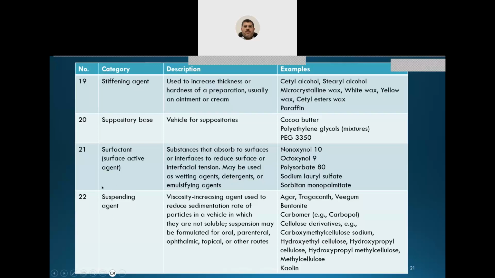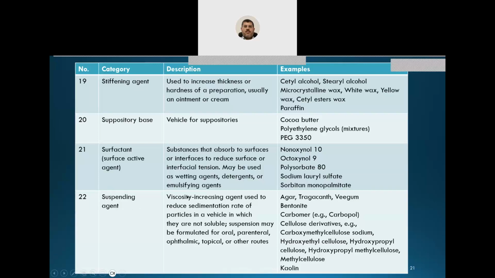Suspending agents, they are usually thick materials. If you make a suspension, usually you shake the suspension and then all the suspended material will be suspended in the vehicle, whether aqueous or non-aqueous vehicle. Okay, but then if you leave it for a time, what will happen? It will precipitate, and this is not suitable. If you want to take an accurate dose, you shake. You want it to be suspended for a long time, enough to take the dose. Okay, so you have to add in the formulation a suspending agent. What is the suspending agent? It is a thickening agent.